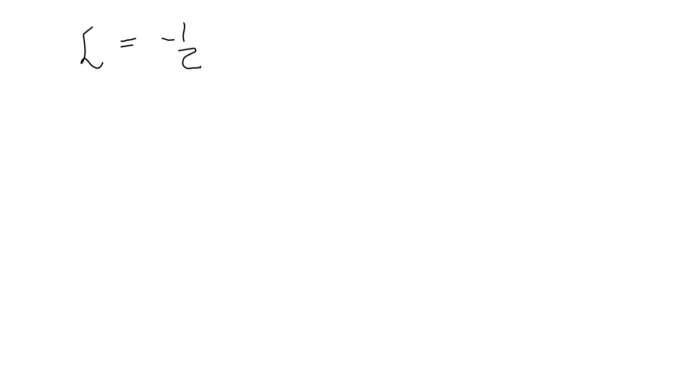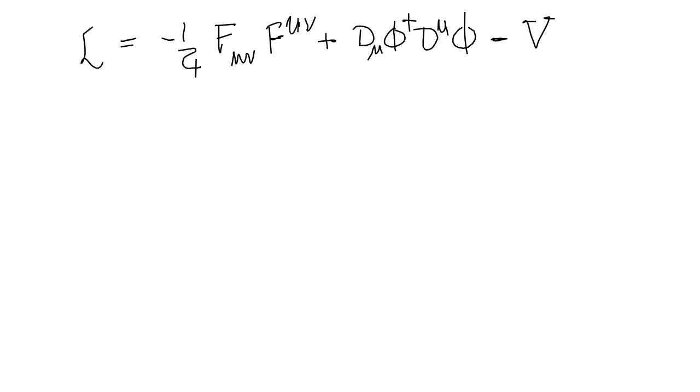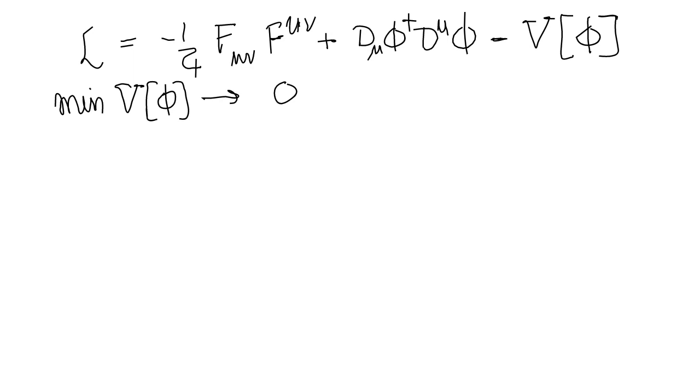Let's consider exactly the system we just described: electromagnetism, but we will include a scalar field which carries charge, with some potential. And let's assume that the minimum occurs when phi is equal to m. I believe I called it m in this example. So this is a situation in which the symmetry would apparently be broken.